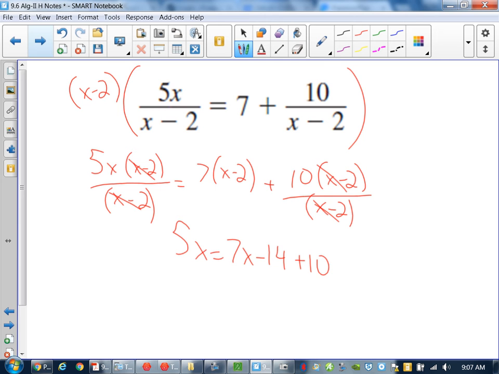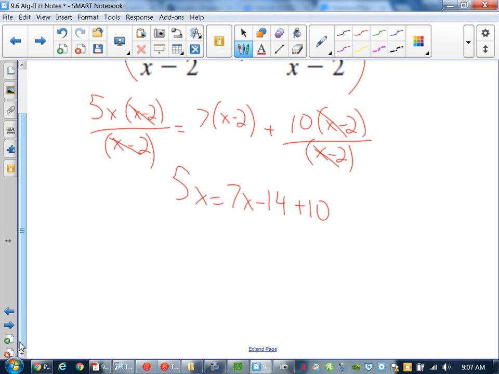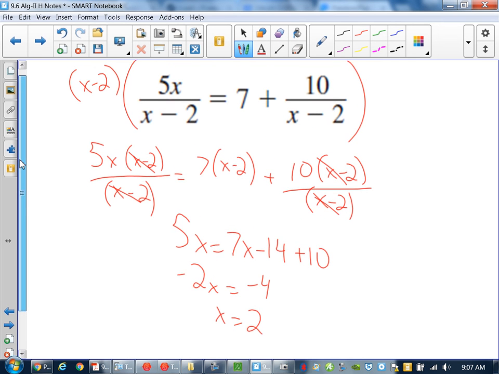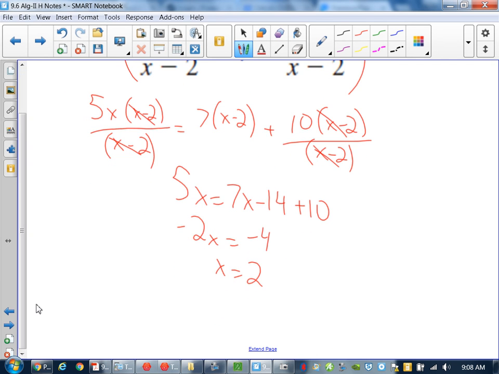So let's see here. I get negative 2x is negative 4. X is 2. Uh-oh. Does that work? It doesn't. Why? So what's your answer? No solution. It's a solution, but it's not a solution. So this is technically a no solution.